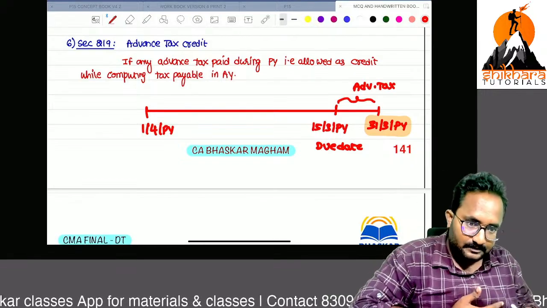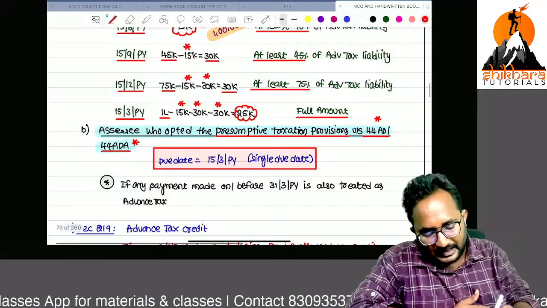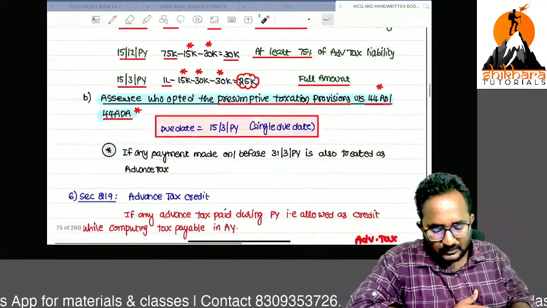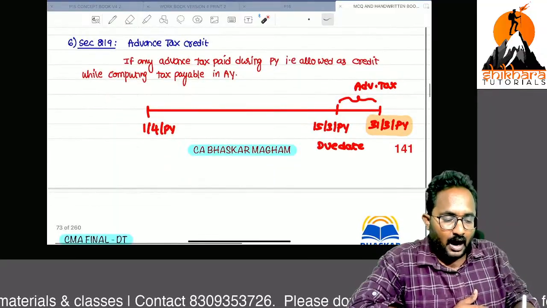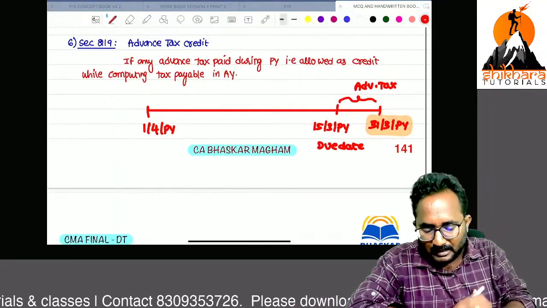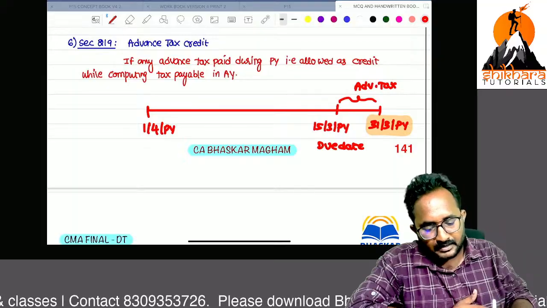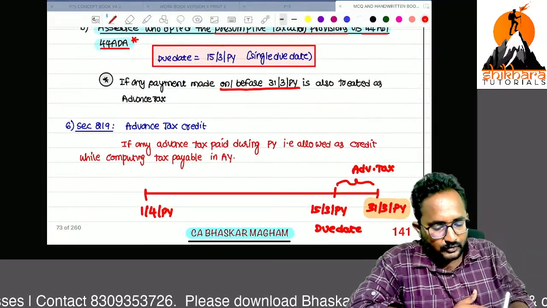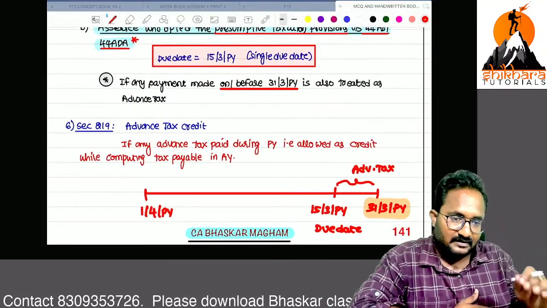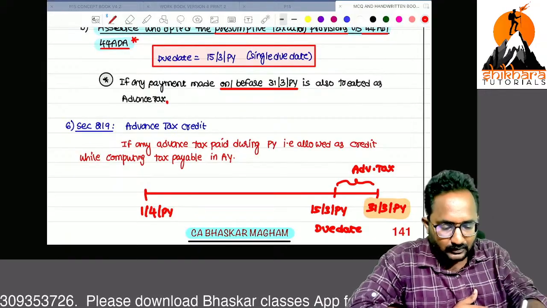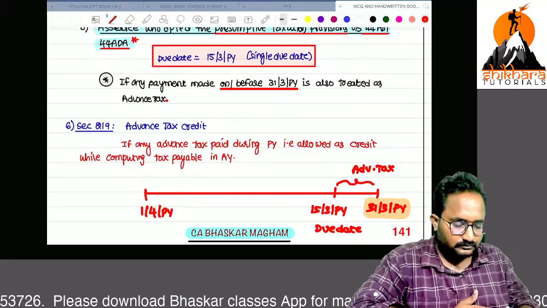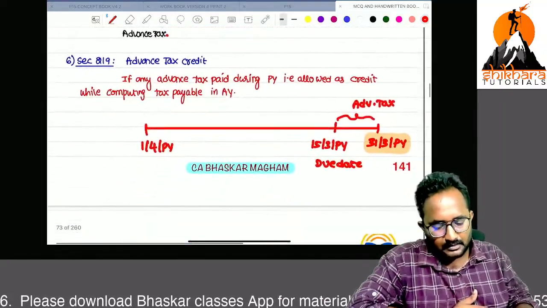Remember this point. They are saying the due dates, yes, 15th March only in the two cases. But even though if you paid on or before 31st March of the previous year, if you paid any tax, that is treated as advance tax only. Are you clear?